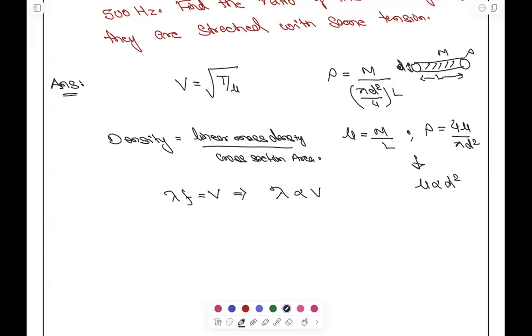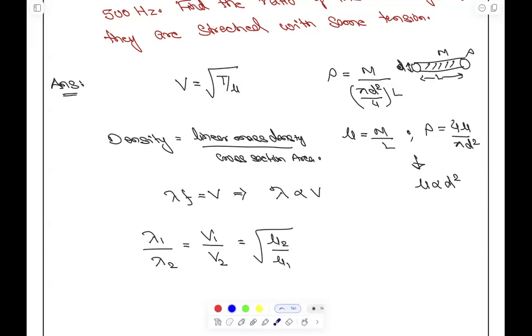Okay, now combine everything. So we need lambda 1 by lambda 2. It will be equal to v1 by v2. Lambda 1 by lambda 2 will be equal to v1 by v2. What is v1 by v2? It is root under mu2 by mu1.